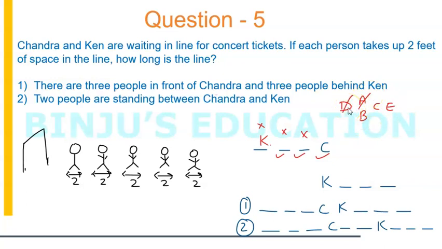Statement 2: 2 people are standing between Chandra and Ken, which means you will have C double dash K. Now how many are before C? No idea. How many are after K? No idea. You can also have K then double dash C. How many before K? No idea. How many after C? Still no idea.